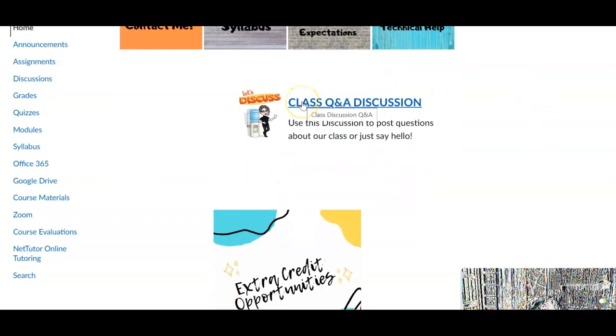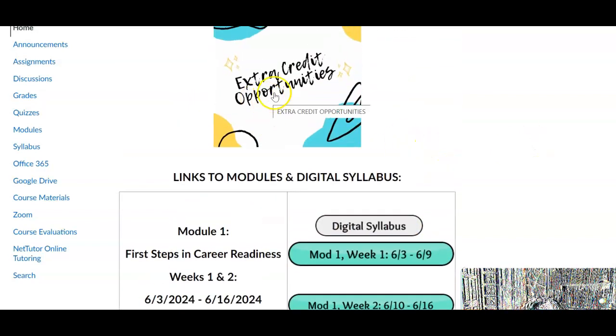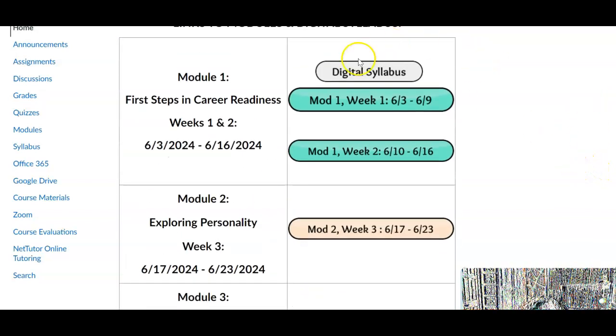Okay, then we have a class Q&A discussion, so you can use this to post questions about the class. Just don't put any personal stuff in there because the whole class can see that, or if you want to just say hi. I have a link here that will go to our extra credit opportunities. And then you just kind of scroll down and you can access our digital syllabus here. Each of the weeks, they're linked to as well.